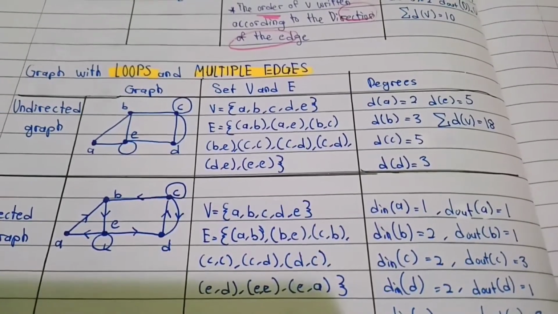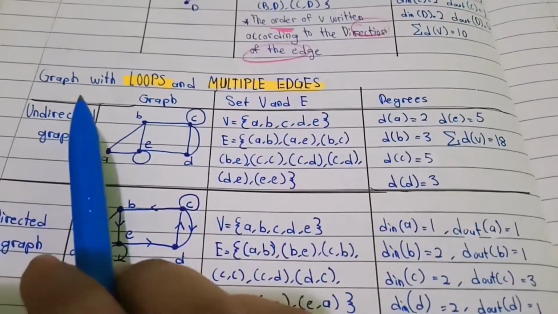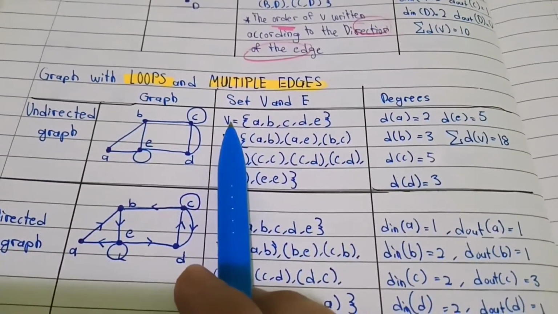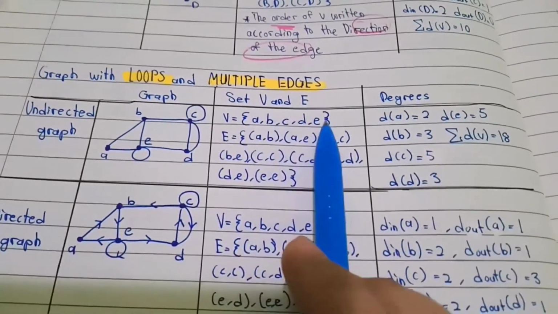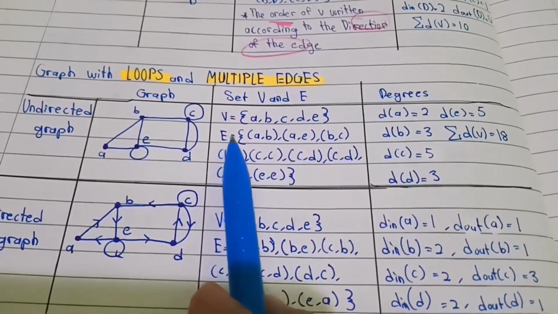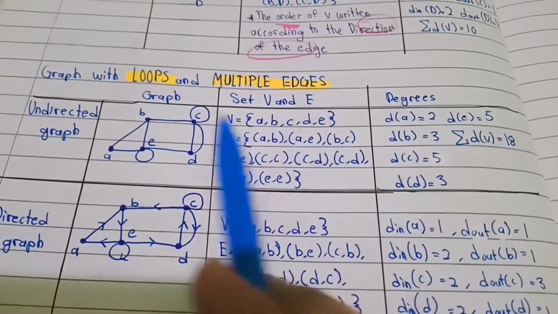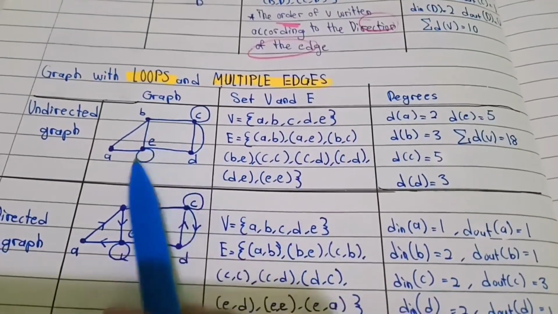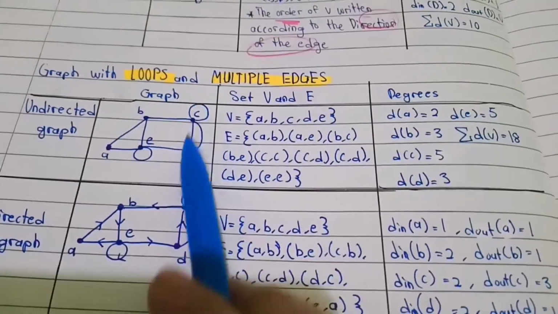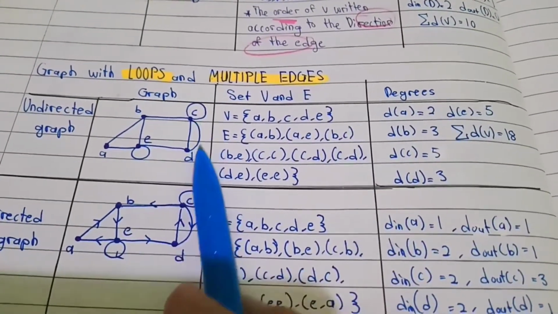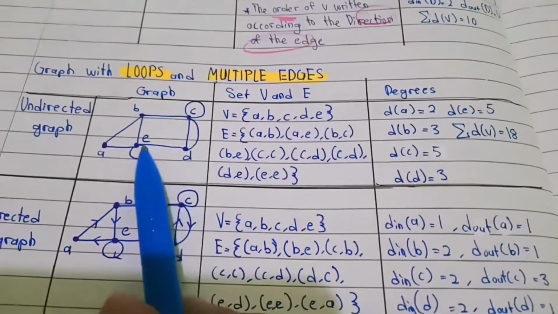Now let's look at the differences with loops and multiple edges. Okay, so under the undirected graph, the set of vertices is A, B, C, D, and E. The set of edges is AB, AE, BC, BE, CC, CD, again CD because it's multiple edges, DE, and loop EE.